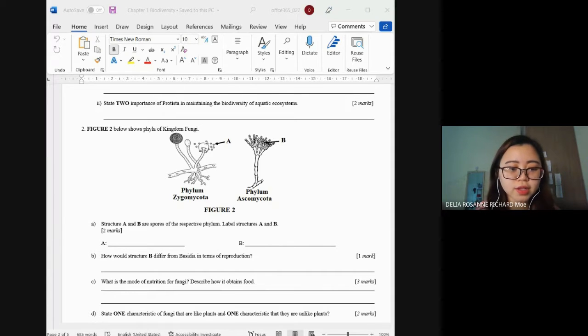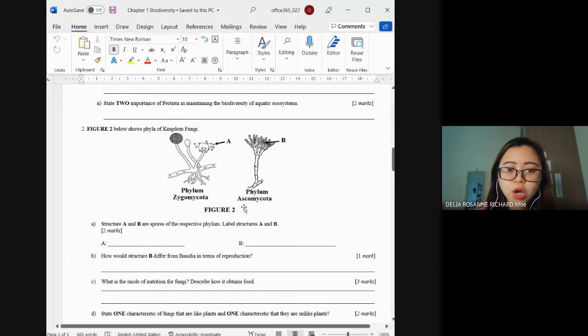Alright, so once again, this is our tutorial question. Di sini kita boleh nampak ada phylum Zygomycota dengan phylum Ascomycota. Can anyone try to guess what species this organism could be? Boleh cuba teka dia punya species apakah berdasarkan dia punya gambar?